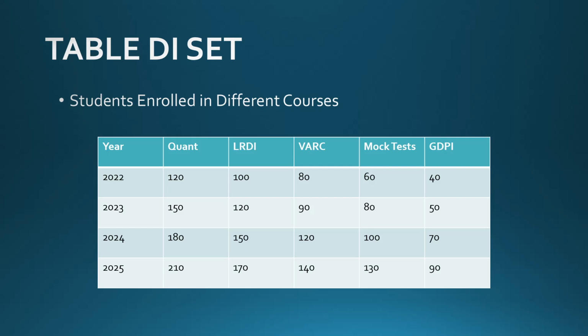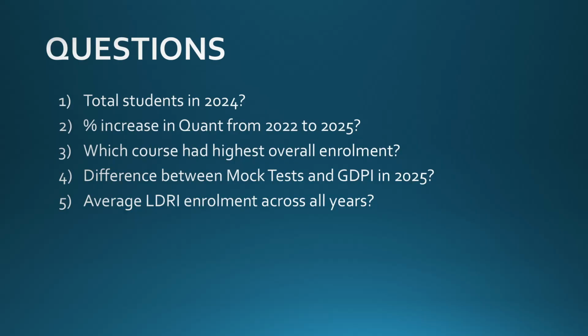It's a table set. The data is given of students enrolled in different courses across 4 years, 2022 to 2025. The set looks large initially, but many questions are direct. Always scan the questions before calculating. So let's look at the questions.